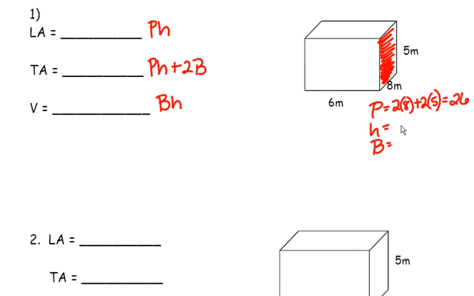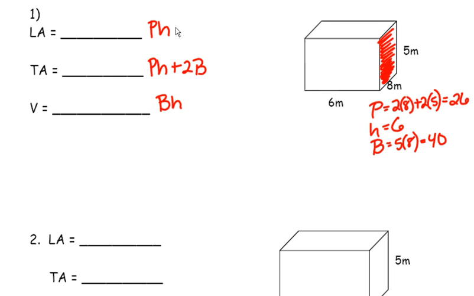My height is the distance between the bases. So this edge is going to be my height. So my height is 6. And then B is the area of the base. So area of a rectangle is length times width, 5 times 8. So that is 40. So now we go back and we fill in all of our pieces.